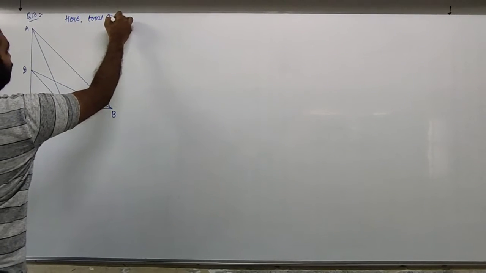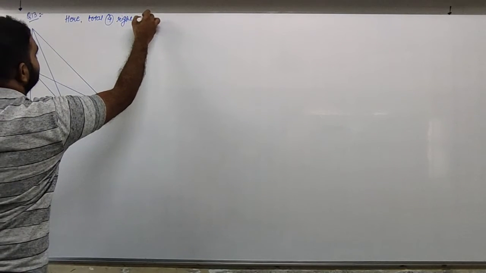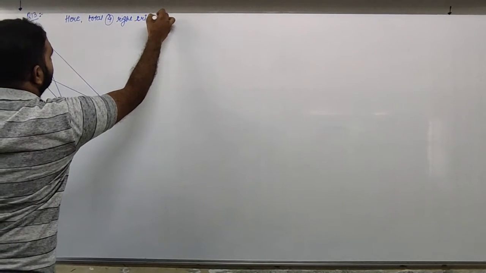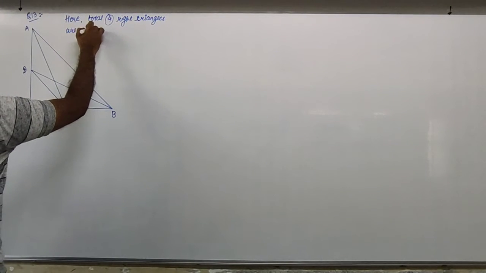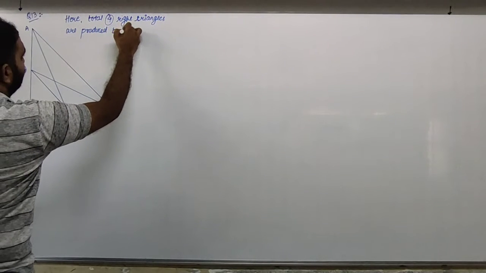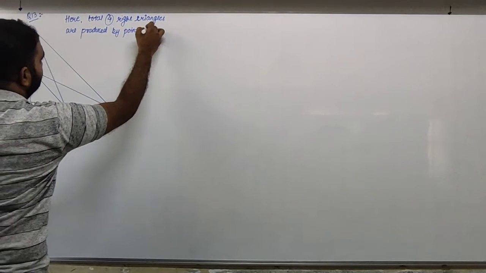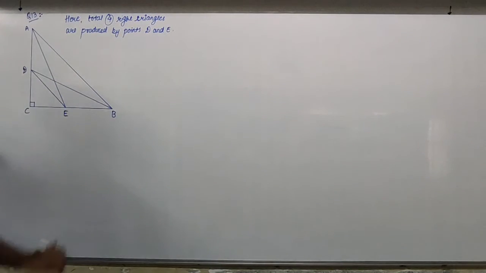Total 4 right triangles are produced by points D and E. Which are they?